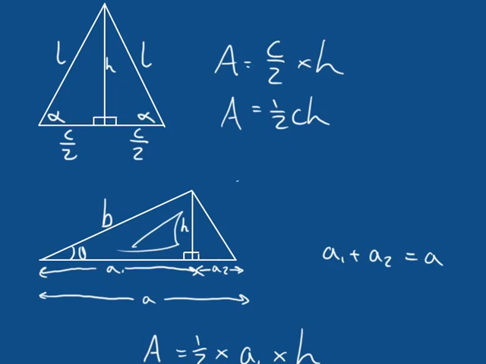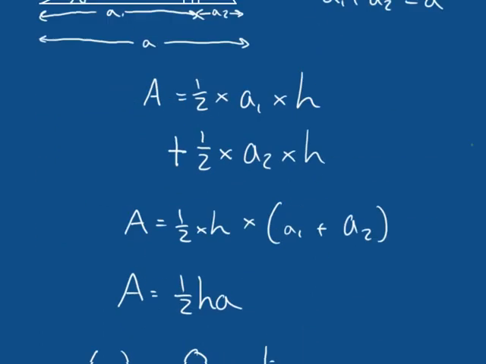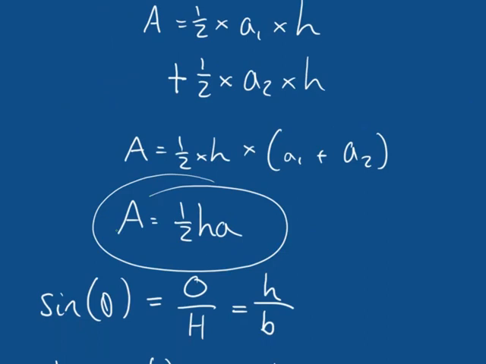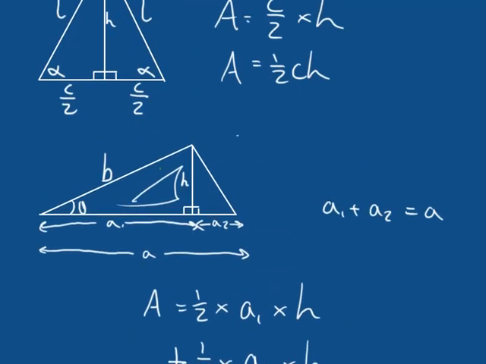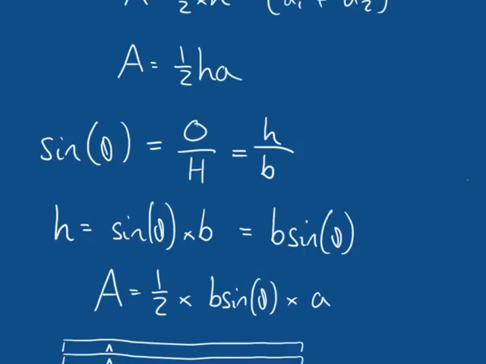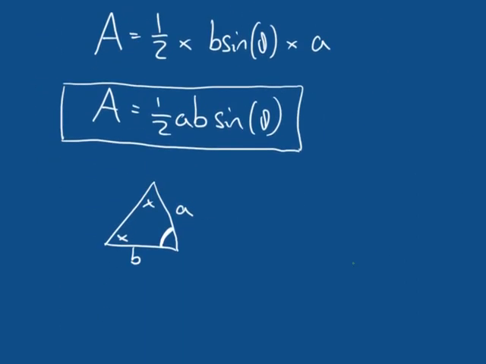We added the area of those triangles together and saw that that actually gives us the equation A is equal to a half times H times A. And then we saw how we can use trigonometry to find the length of H given our angle theta and edge B. So again, this gave us the equation for the area of our triangle as A is equal to a half AB sine theta. And again, the only important thing to remember is that A and B can be any two edges in that triangle as long as theta is the angle between those two edges.